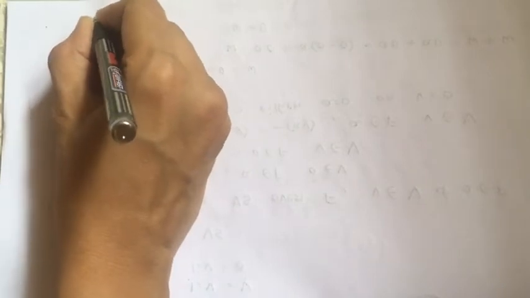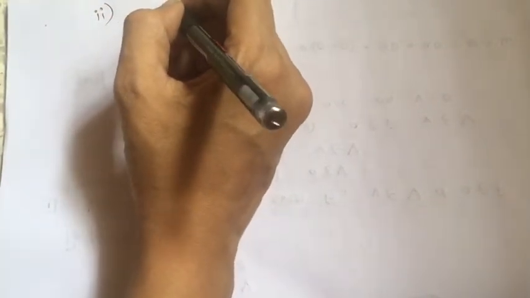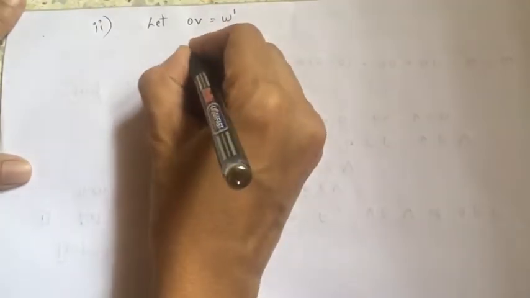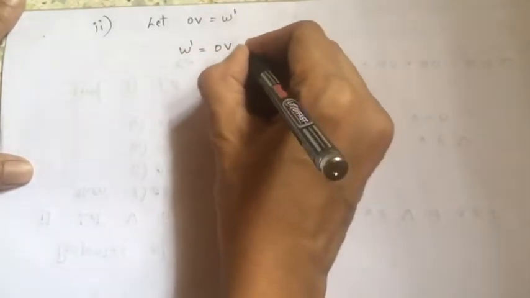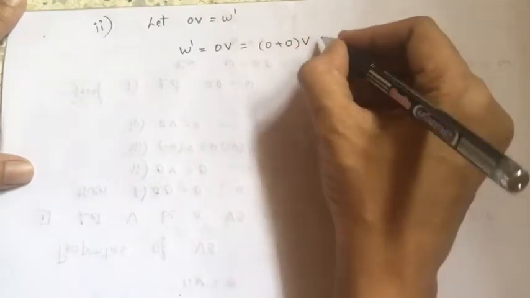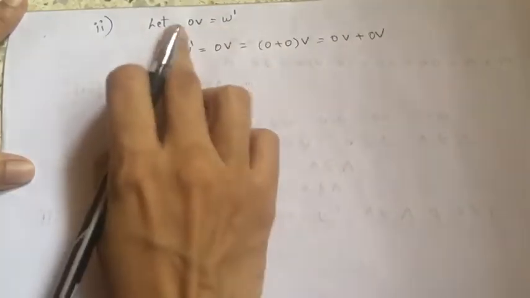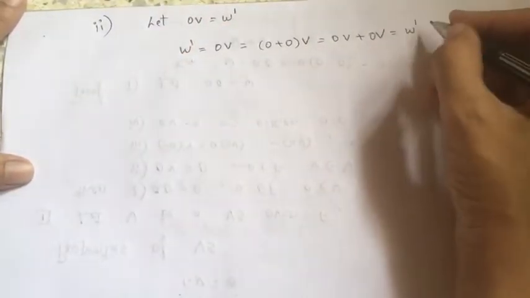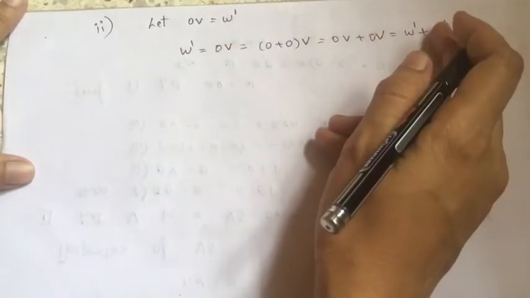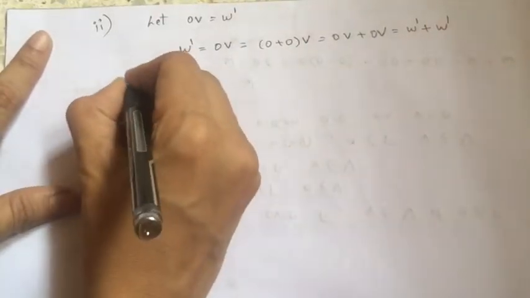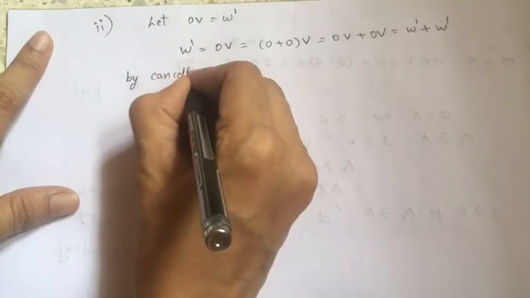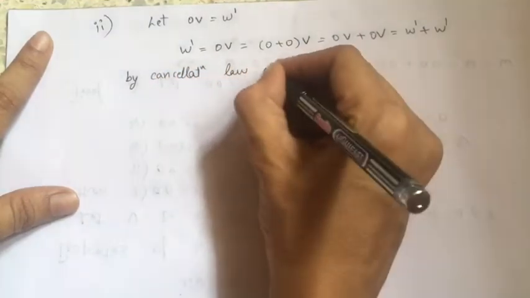Next, the second one. I have to prove 0 into V is equal to 0. Let me take 0 into V is not 0. Let me take it as, say, some W dash, since I have taken W in the previous case. So I can write the same way. W dash is 0 into V, which can be written as 0 plus 0 into V, which is nothing but 0V plus 0V. Since I have taken 0 into V as W dash, write it as W dash plus W dash. Same cancellation property, I am using cancellation law for addition.